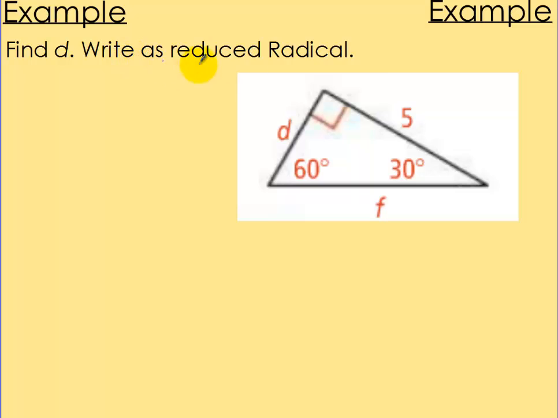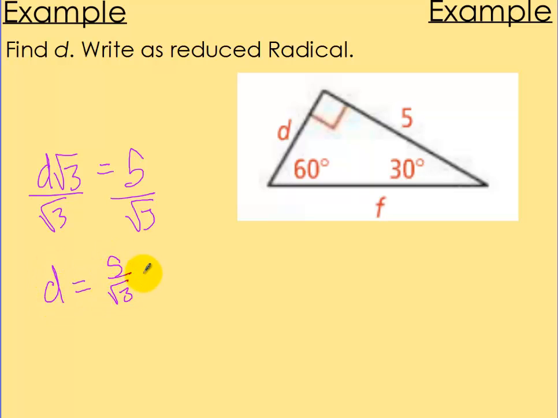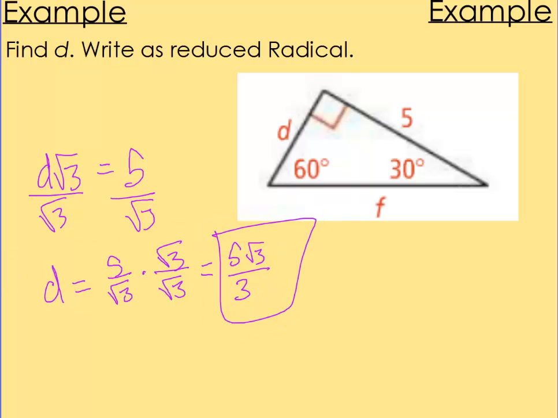Alright, next one. Okay, you have to find d and then write as a reduced radical. So this is a 30-60-90 in this case. So d is the baby side and f is the bigger side. Well, we know the relation: d times square root of 3 is going to equal that 5. That's the relationship, because that middle side is going to be square root of 3 times the littlest side. So divide both sides by square root of 3. And d is going to equal 5 over square root of 3, but we don't like leaving radicals in the bottom, so multiply by radical 3 over radical 3, and that becomes 5 radical 3 over 3. And you know what? We can leave it just like that. That's fine. That's it.